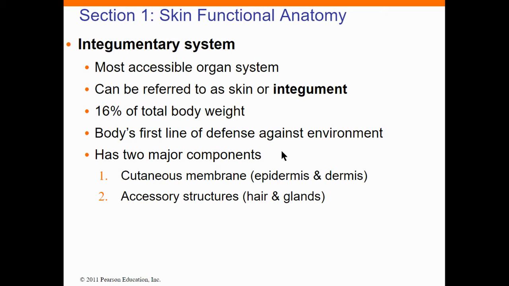The two major components are the cutaneous membrane, which combines the epidermis and the dermis. When you're looking at your skin, you can see the epidermis, and underneath the epidermis is your dermis. You cannot see your dermis on your skin. And then the accessory structures we'll talk about in the third section, and those include your hair, your glands, and your nails.